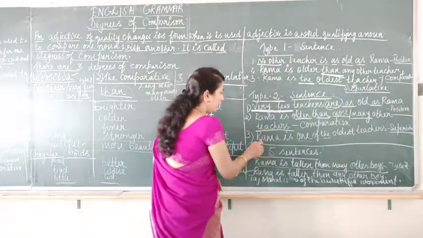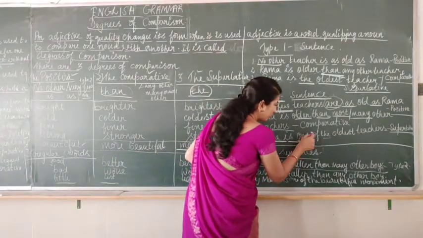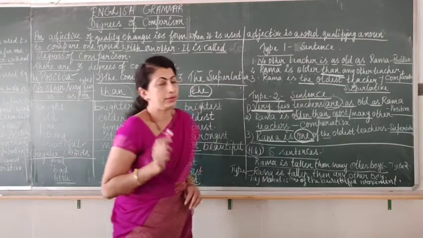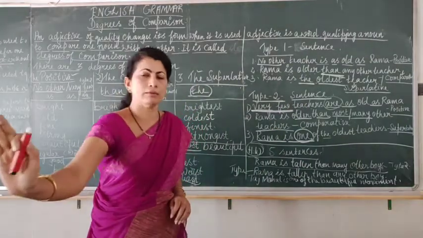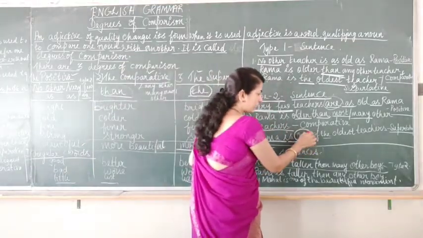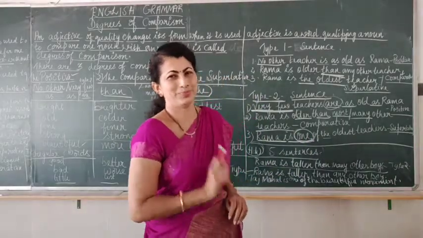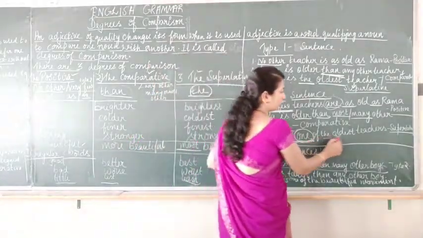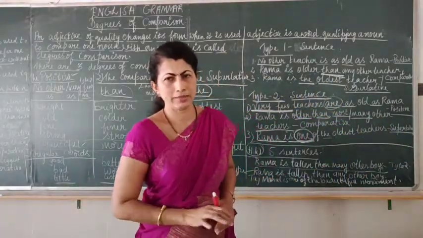And in the superlative, here one. Whether it is there in type 1, simple sentence, no. "Is the": Rama is the oldest. But here there is one extra bodyguard, "one of the". So, one of the oldest teachers. So that is the superlative degree.